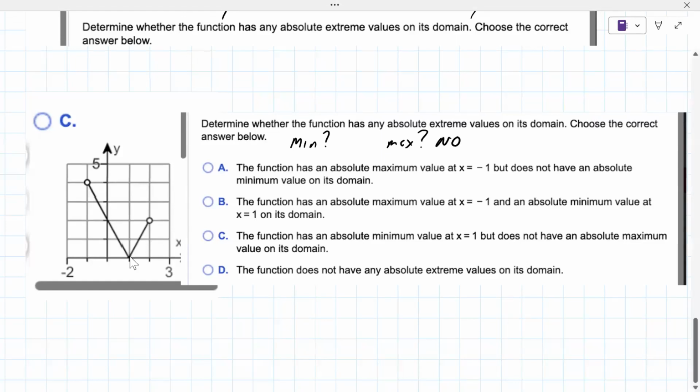What about down here? Could you say the minimum is 0? Yes, but in this case, it's just saying where the minimum is. So the minimum is when x equals 1. There's a min. Okay.